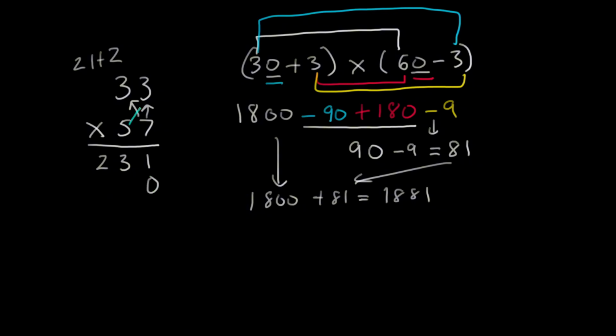5 times 3 is 15. Put the 5 down here and the 1 up there. 5 times 3 again is 15. 15 plus 1 is 16. And now we can add the 2 rows and we get the same answer of 1881.